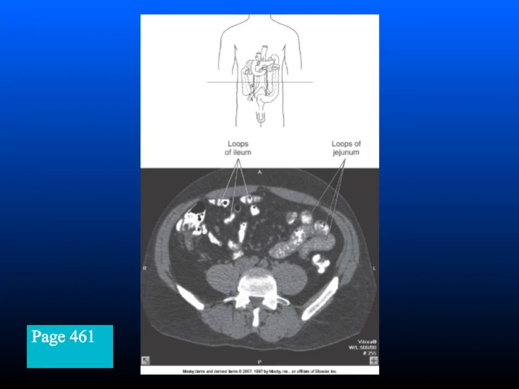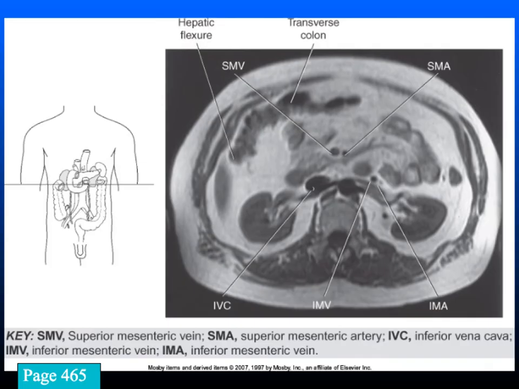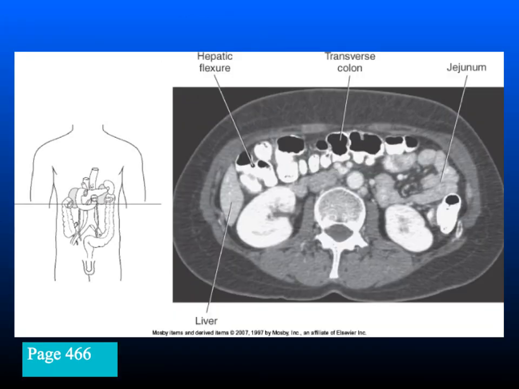Okay, next. So again, looking at an MRI, and this one shows it really well, you're looking at the transverse colon right here, and then you're looking at more of the small intestine here. Same thing, transverse colon. Now we're low enough that we'll mostly see just the large intestine.